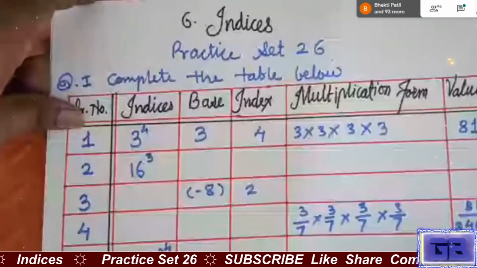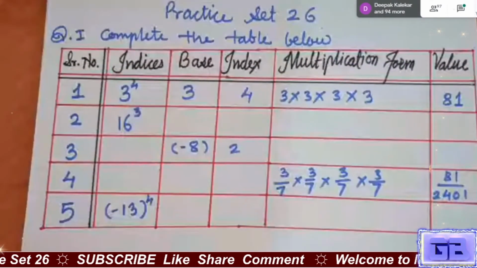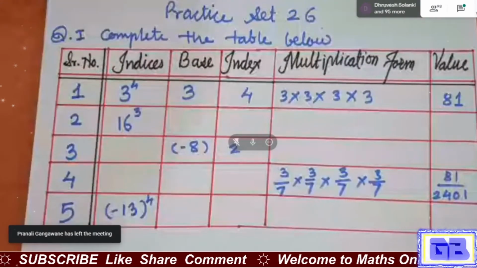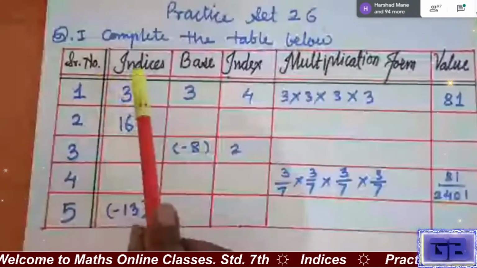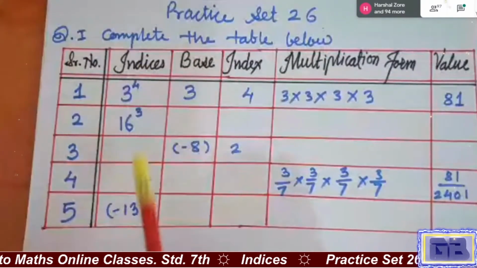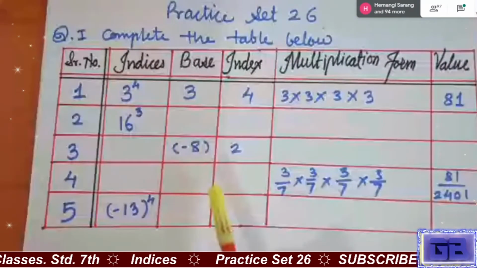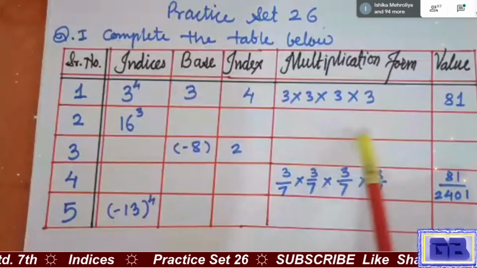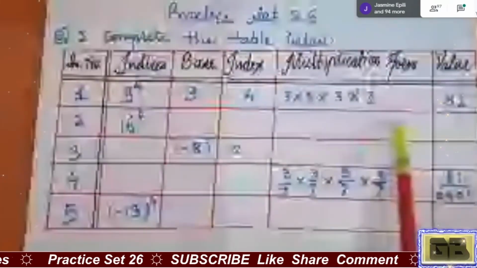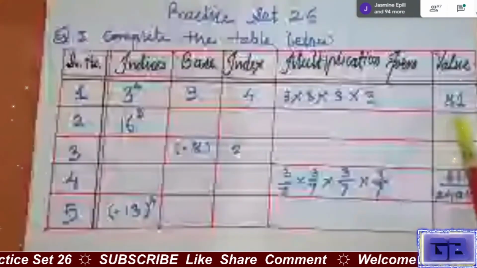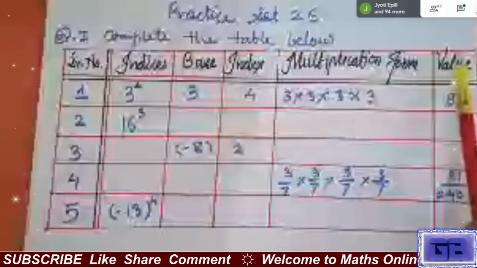We will solve practice set 26. Those who are having textbook, open the textbook, page number 44. Practice set 26 is given. Question number 1. Complete the table below. They have solved first example. This column is indices or index form is given. Here we have to write base in this column. In this column index we have to write. As I said, we have left a lot of space for this column as we need more space for writing multiplication form. And at last we have to write product of this multiplication. It is called value. I explained you in previous example.